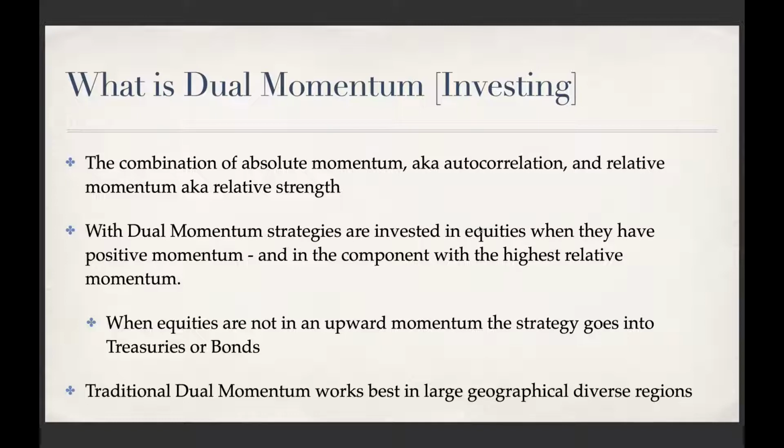There would normally be 2 or more different possible equities to invest in. And then the second momentum is you pick one of those components, the one that has the highest relative momentum. If your benchmark index does not exhibit momentum over the look back period, then you would go into treasuries or bonds. And as Gary Antonacci has done momentum investing, dual momentum investing, as he's talked about, it works best with large geographical regions, not more specific investment options.